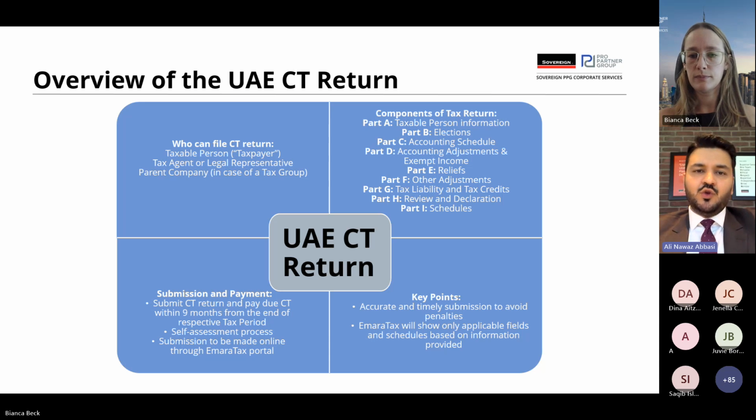Tax return is required to be filed online by Emara Tax Portal, and the related corporate tax needs to be paid within 9 months after the end of the tax year. It is important to note here that not all fields and schedules need to be filed by every taxable person. Rather, the portal will open up the relevant schedules based on the answers given to different questions. Next slide, please.